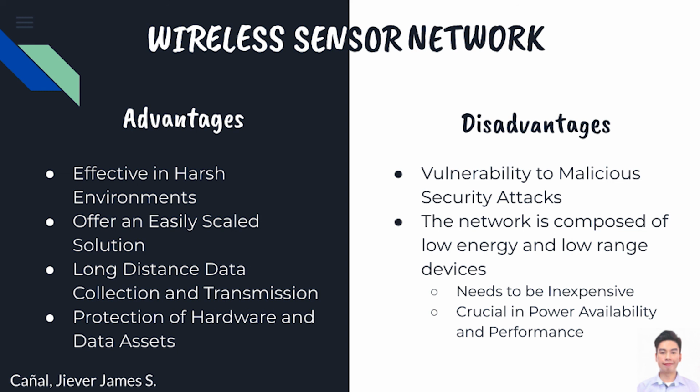And its disadvantages are the following. It has vulnerability to malicious security attacks, as these sensors often lack any robust security systems. WSNs may be large and span a wide area, meaning that there are many sensor nodes that could serve as an access point to the network for a malicious attacker. And lastly, the network is composed of low-energy and short-range devices. They need to be inexpensive because there are frequently so many of them deployed in the same network.